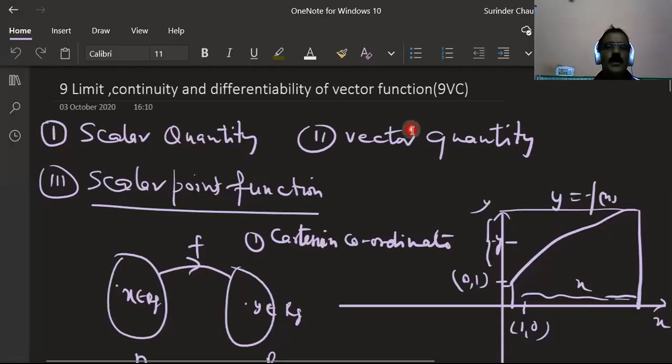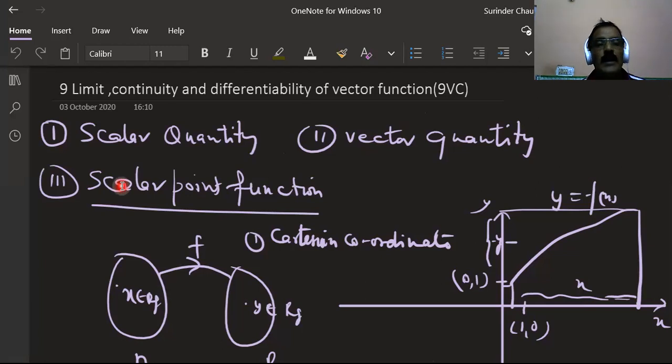Hello students, in the previous lectures we have calculated the dot and cross product of two vectors, then three vectors, then four vectors, generalized it, and then found the inverse of a vector. Now we will find the limit, continuity and differentiability of a vector point function.